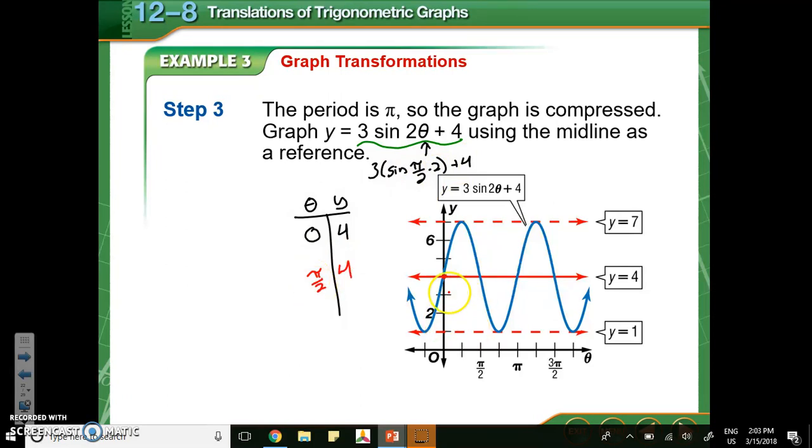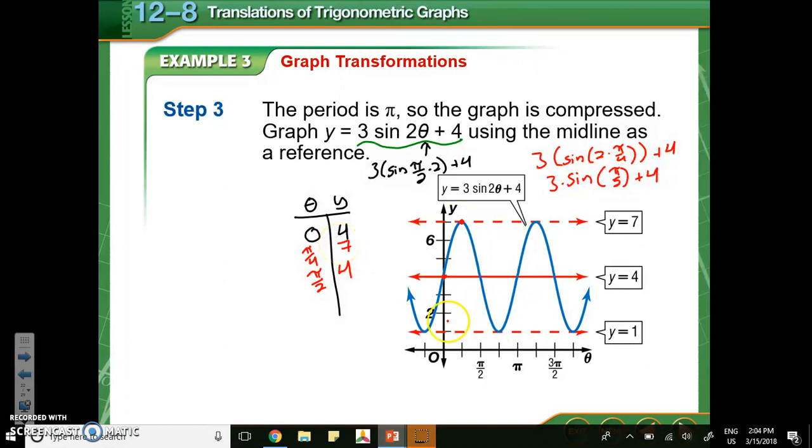So we want to plug in something halfway between 0 and pi over 2. So what happens when I plug in pi over 4? 3 times the sine of 2 times pi over 4, plus 4. 2 times pi over 4 is pi over 2, so that's 3 times the sine of pi over 2, plus 4. The sine of pi over 2 is 1, times 3 is 3, plus 4 is 7, so that takes me up all the way to my maximum value.